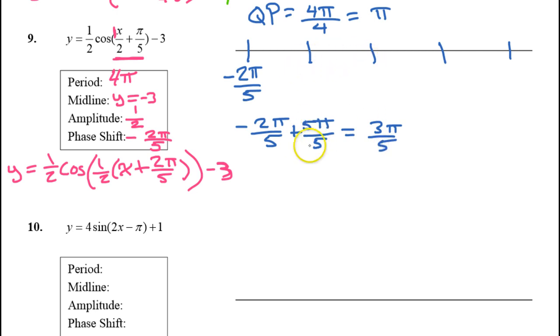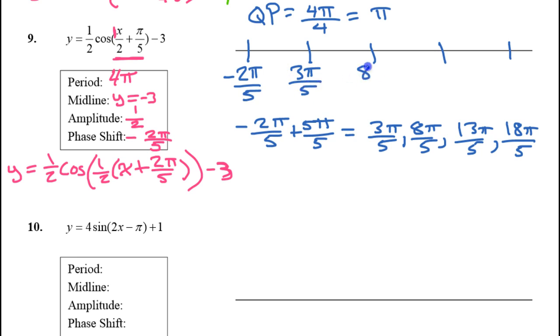To get the next value, I need to add another 5 pi over 5. So that would be 8 pi over 5. And then another 5 pi over 5 would be 13 pi over 5. And then another 5 pi over 5 would be 18 pi over 5. Okay, so I'm just going to write these on the line. None of these reduce. So 3 pi over 5, 8 pi over 5, 13 pi over 5, and 18 pi over 5. Okay, great. I'm just going to erase all that.